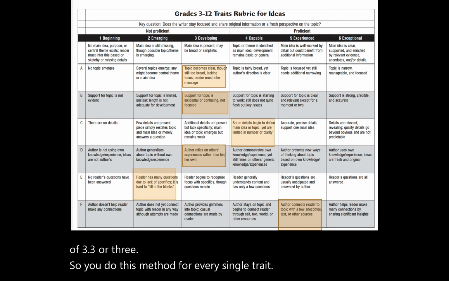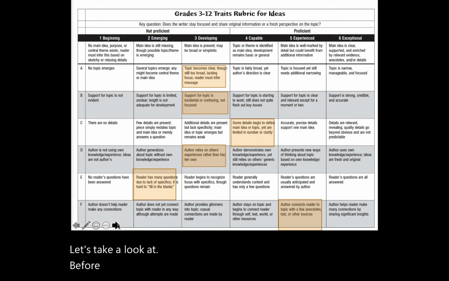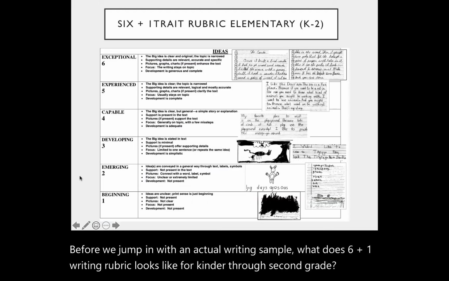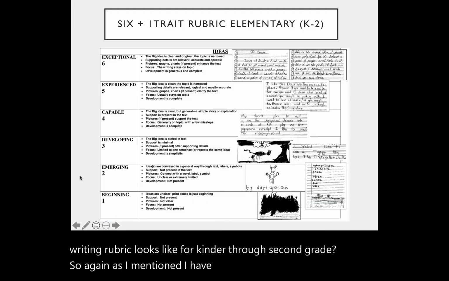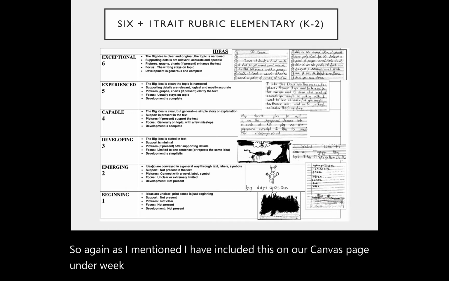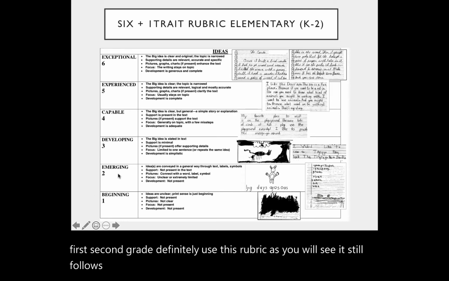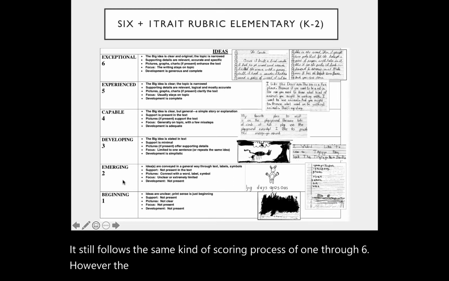Before we jump in with an actual writing sample, let's take a look at what the 6+1 writing rubric looks like for kinder through 2nd grade. Again, as I mentioned, I have included this on our Canvas page under week 4. If you are teaching anywhere between kinder, 1st, 2nd grade, definitely use this rubric. As you will see, it still follows the same scoring process of 1 through 6. However, the expectations are developmentally appropriate for younger students.